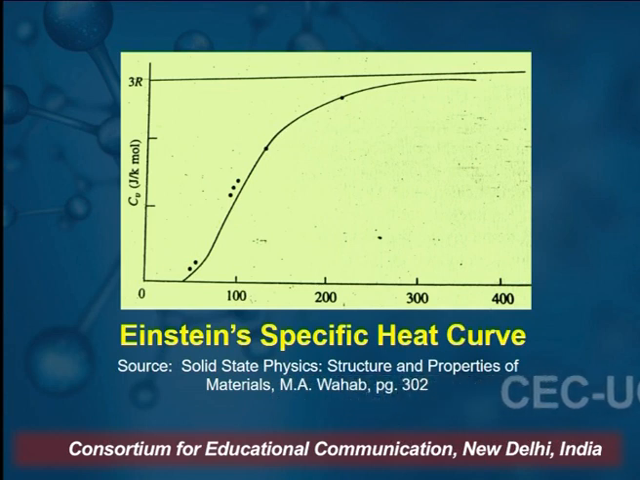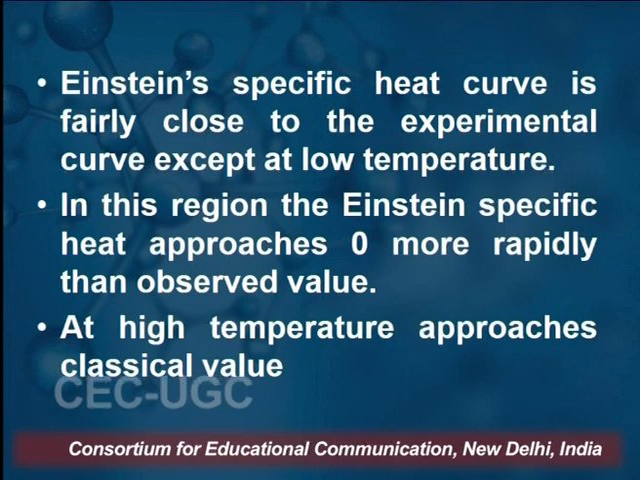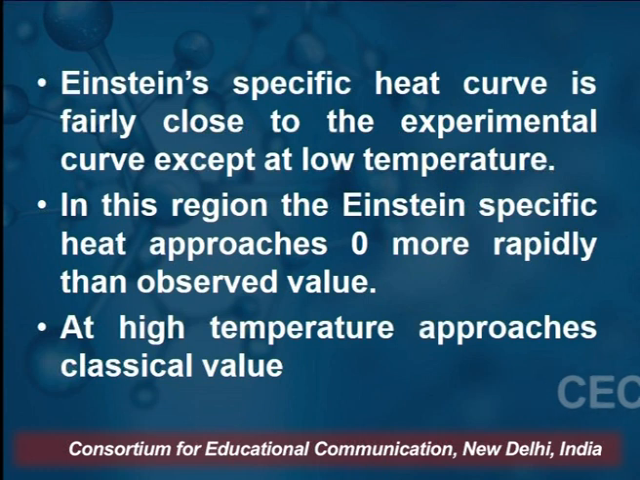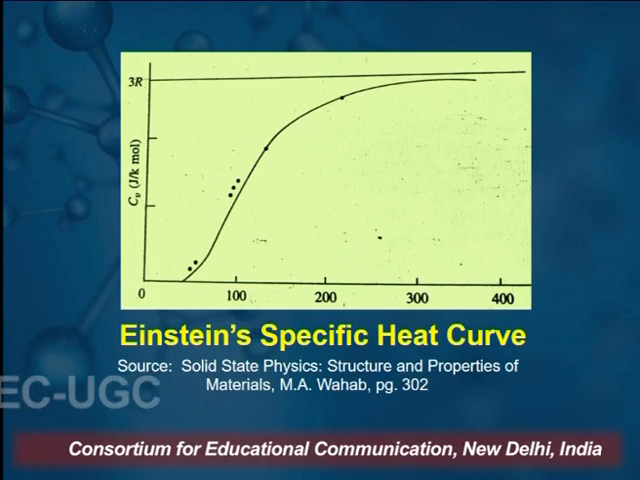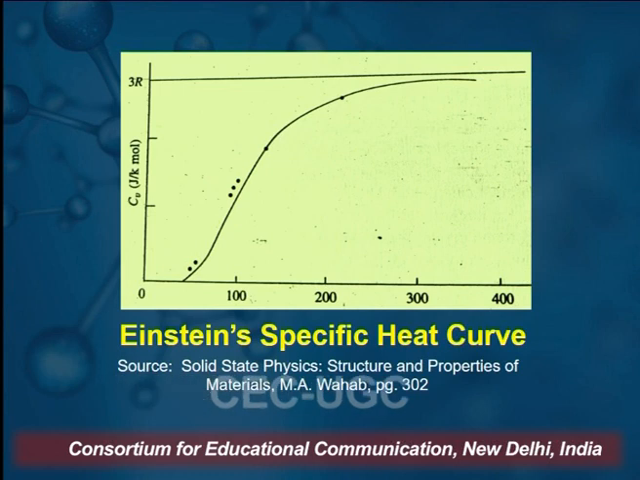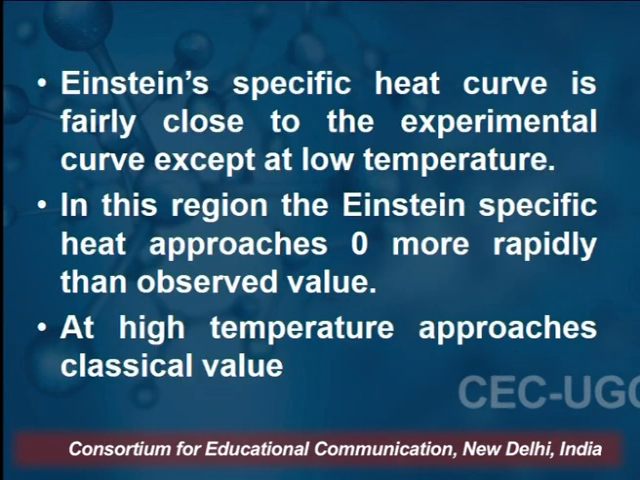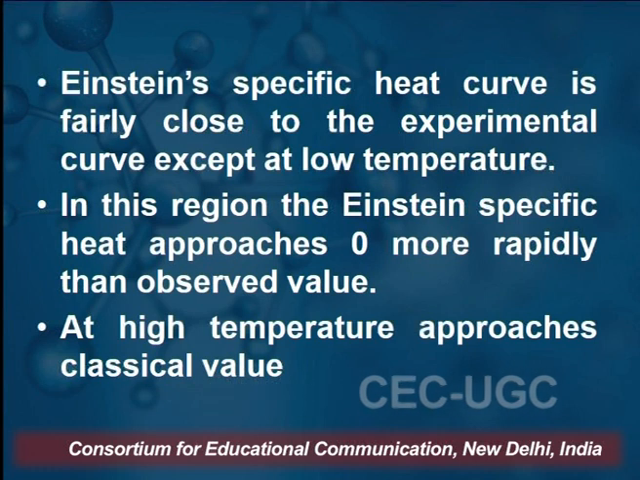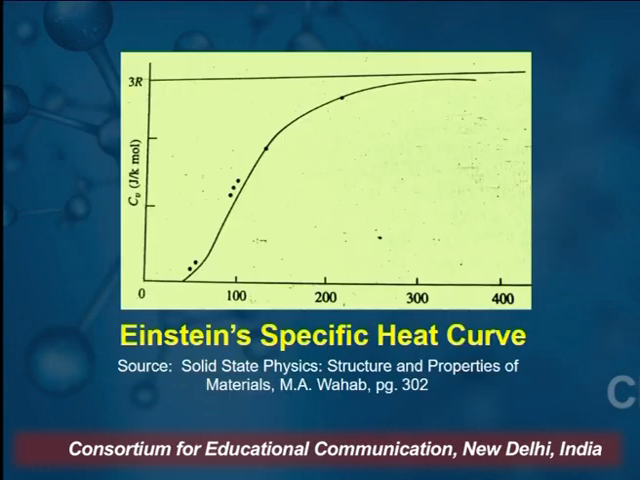The solid line Cv equal to 3R is the Dulong-Petit law, the classical value. The other solid line is the Einstein specific heat curve, and the dots are the experimental points. What we find is that Einstein's specific heat curve is fairly close to the experimental curve except at low temperatures. At low temperature there is a deviation from the actual experimental values. In this region, Einstein's specific heat approaches 0 much more rapidly than is observed experimentally. At high temperature, it approaches the classical value.